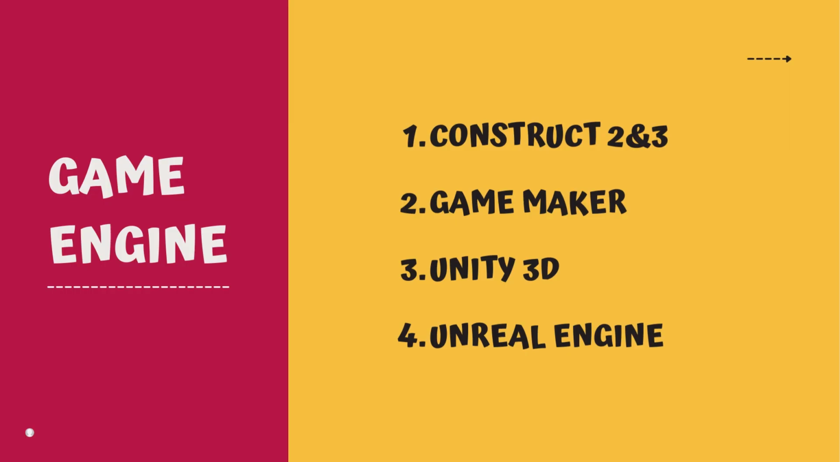Nowadays, there are a lot of game engines that people can use to create a game. For example, Construct 2 and 3, Game Maker, Unity 3D, and Unreal Engine. There are not so many differences, only like what language they are using. For example, Unity 3D uses C Sharp and Unreal Engine uses C++.